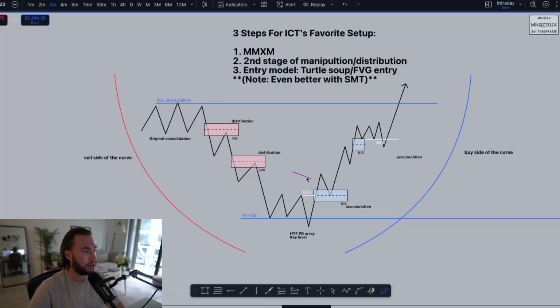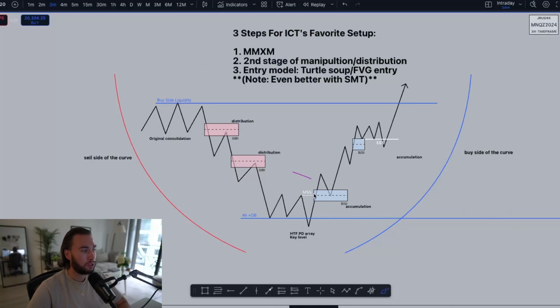You might have heard ICT talk about this before, but a change in the state of delivery as well as a market structure shift is basically the same thing. So what you're looking for is the market to reprice from a higher time frame PD array or key level. And then when that happens, you're looking for a fair value gap. And then in this example, if you're on the buy side of the curve, this is going to be a buy side imbalance, sell side inefficiency.